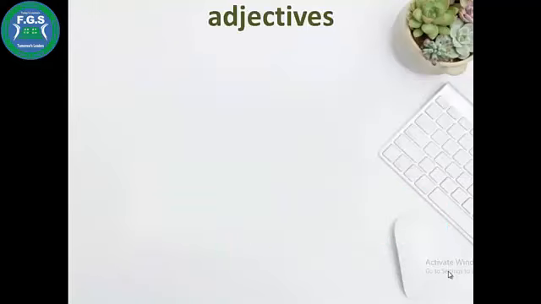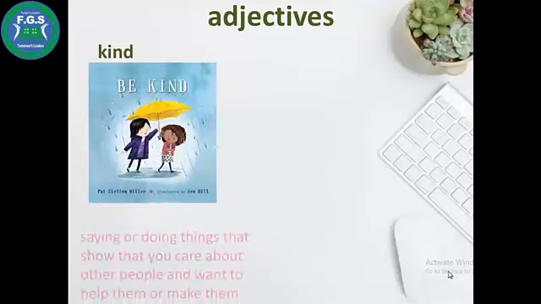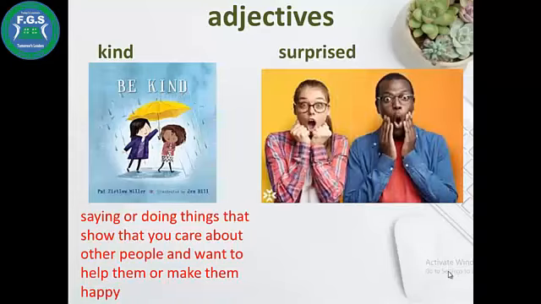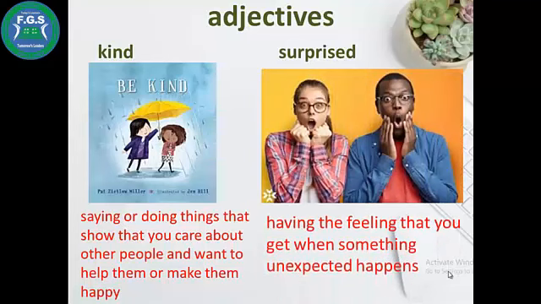Now with some adjectives. Number one, kind. Someone is kind who says or does things that show that you care about other people and want to help them or make them happy. Surprised, having the feeling that you get when something unexpected happens. When something unexpected happens, you are surprised.